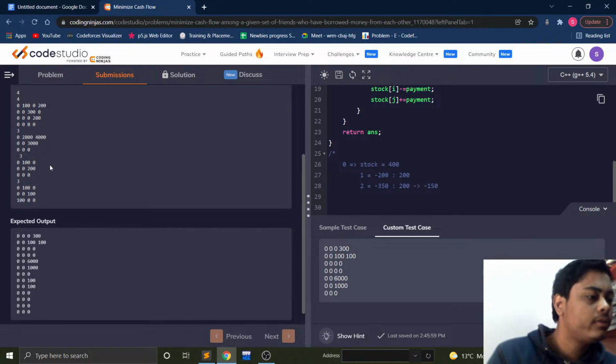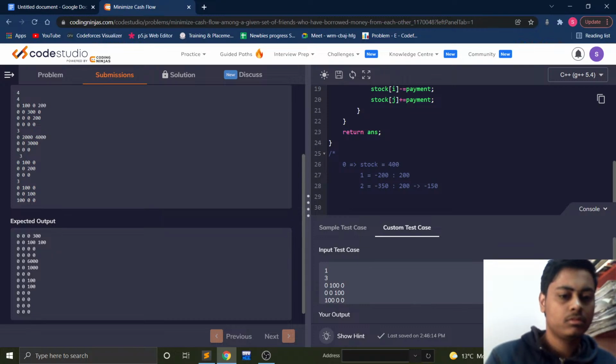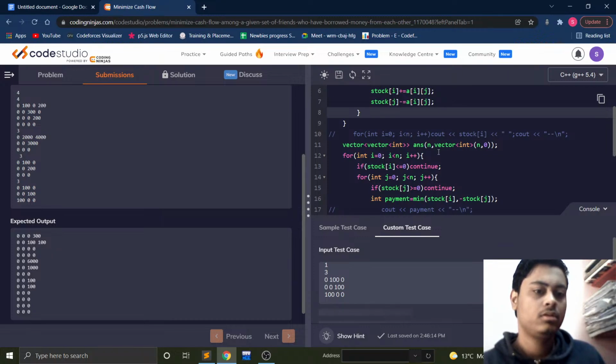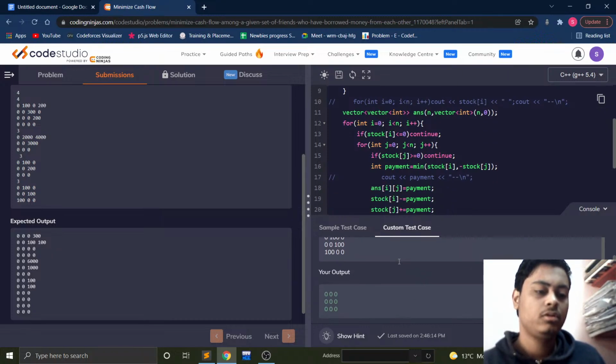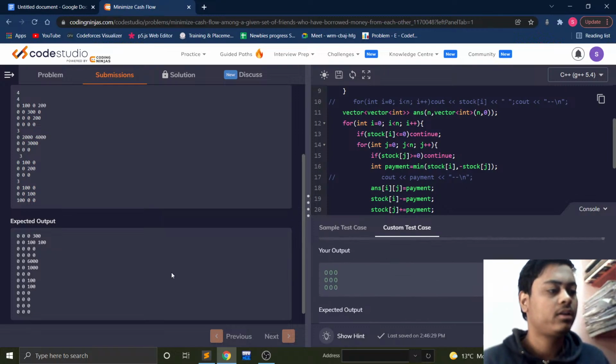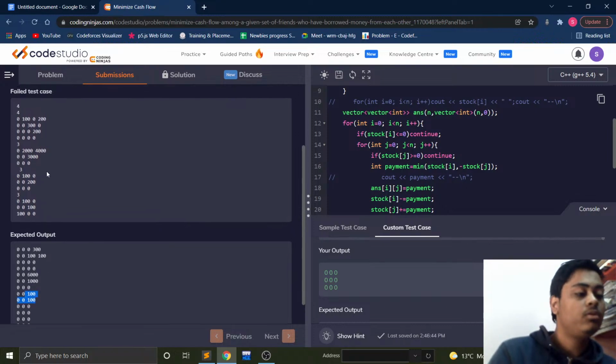4 3 3 3. The last one didn't work, right? This one. Expected output is also 0. My output is also 0. Why is it not working then? The third case, net amount of transaction is 300 in my case and 200 in the given case. Oh no.